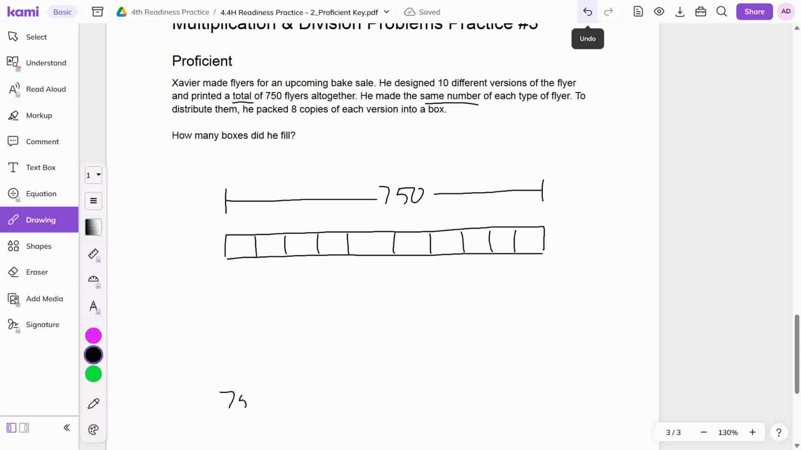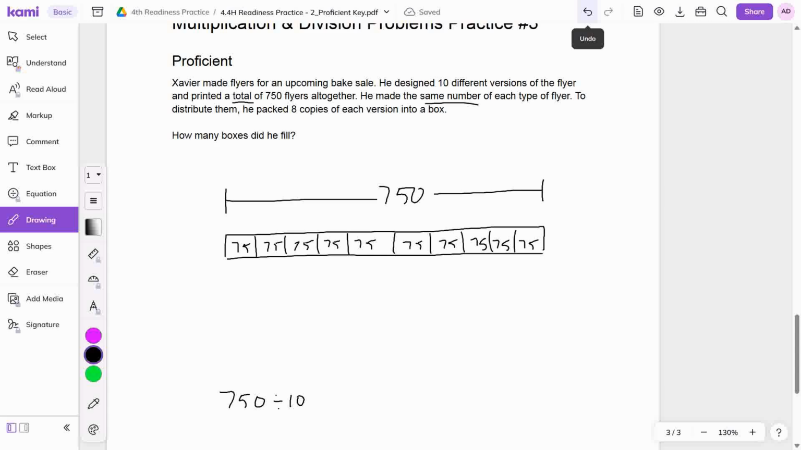1, 2, 3, 4. All right, so there's my 750. What I'm doing here is dividing it by 10. And a lot of us can actually probably do that in our head. We could do 75 in each. All right, so 750 divided by 10 is going to be 75. Now to distribute them, he packed 8 copies of each version into a box. So how many boxes did he fill? So 8 copies of each version.